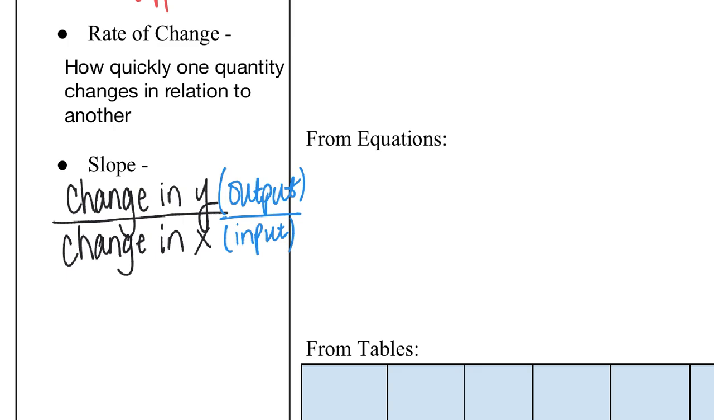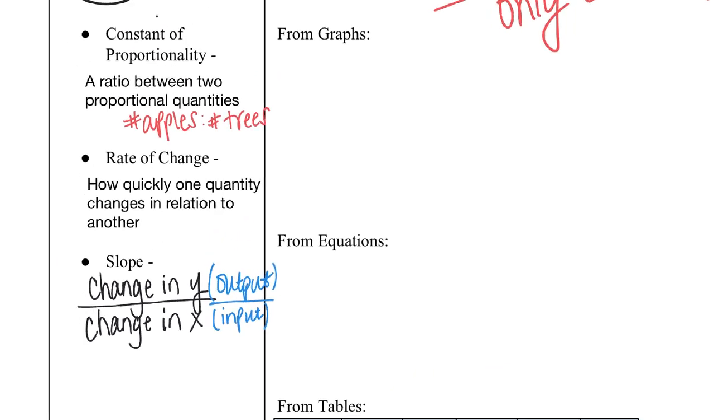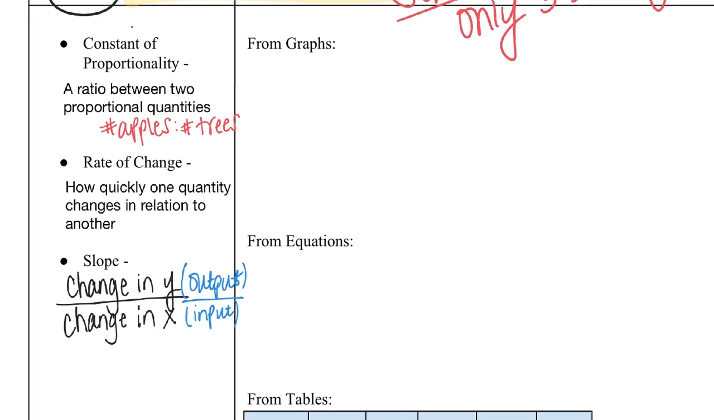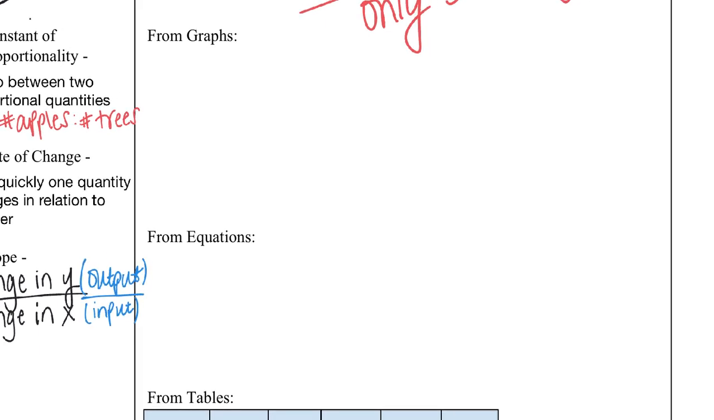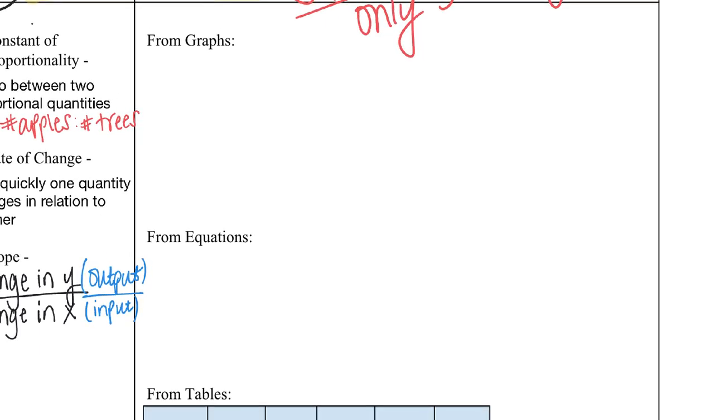So when we talk about our constant of proportionality, you're going to see it in three different formats. You're going to see it in graphs, equations, or tables. It's going to ask you, what's the constant of proportionality? And it's going to have you identify it in a graph, an equation, or a table. So the first thing I want to do is draw a graph and see if we can identify our constant of proportionality.